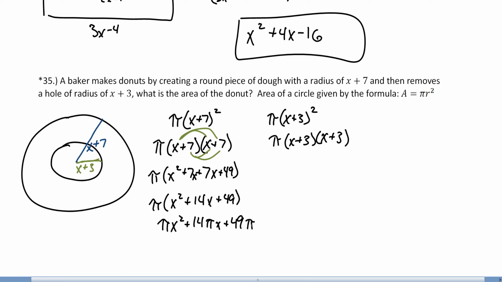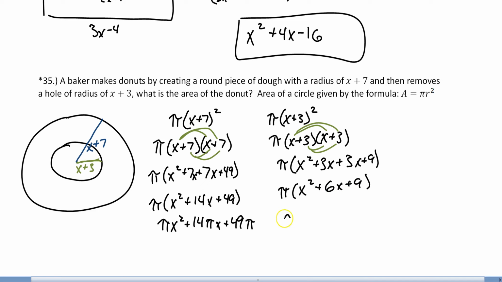Okay? The next one I do the same kind of thing. So here I've got pi. I have to distribute the x and then distribute the 3. When I distribute the x, it gives me x squared plus 3x. When I distribute the 3, it gives me a 3x plus 9. I combine some like terms. That's going to be an x squared plus 6x plus 9. And now I distribute the pi. That's pi x squared plus 6 pi x plus 9 pi. But now, once again, I want to subtract these things. And so I'm going to change subtraction to adding the opposite.